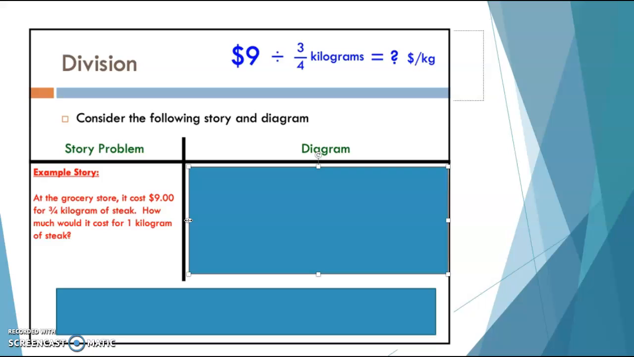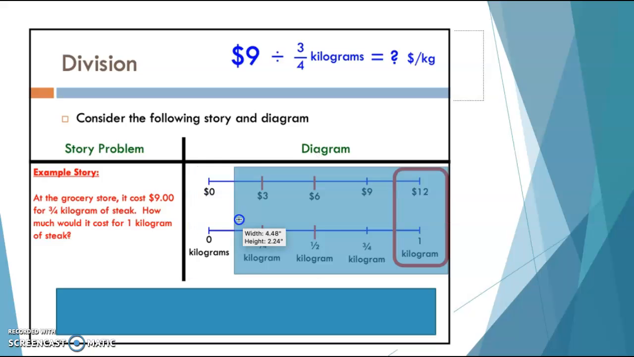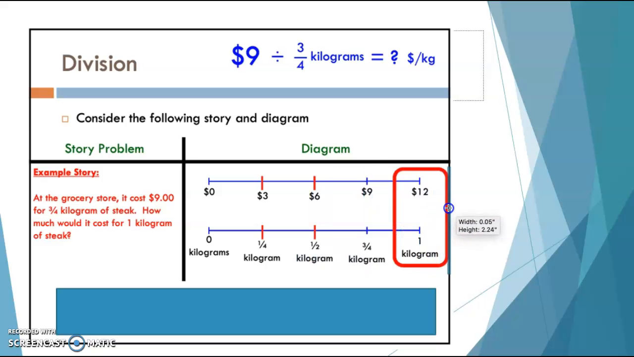Okay, welcome back. Got your diagram? No peeking till you do. Hit pause if you don't have it. Okay, so starting with dollars and then kilograms: 0, 3, 6, 9, 12. So why do you think the child illustrated 0 to 12? Was it mental math?